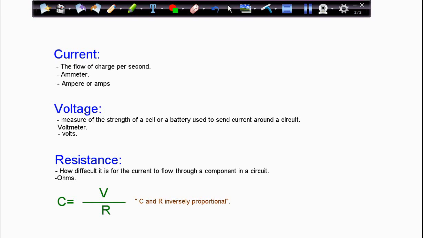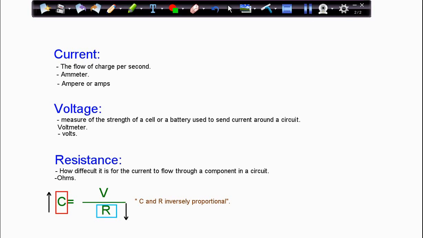So what about resistance? Resistance is how difficult it is for the current to flow through a component in a circuit. We studied also about the law of the current. Current equals voltage over resistance. And we don't need to forget that current is inversely proportional with the resistance.